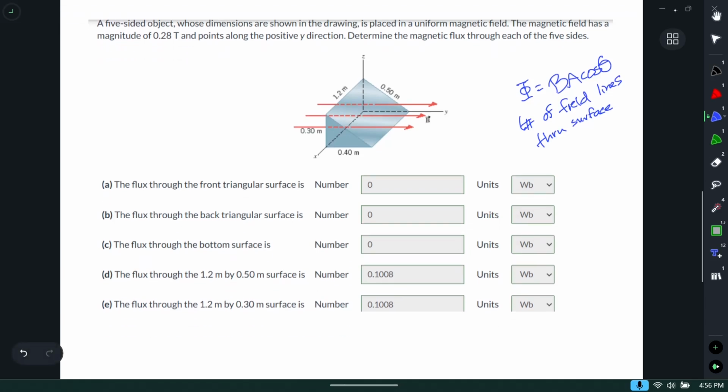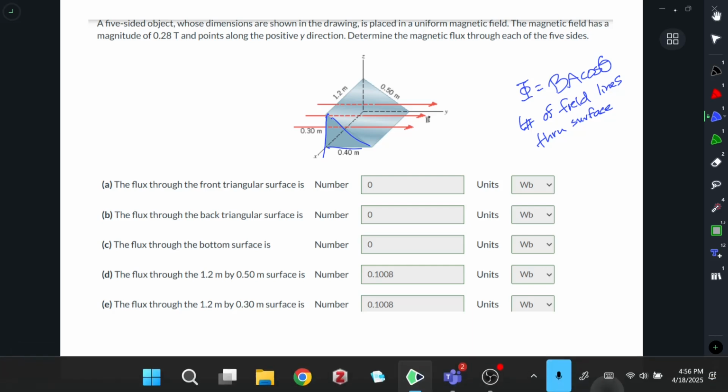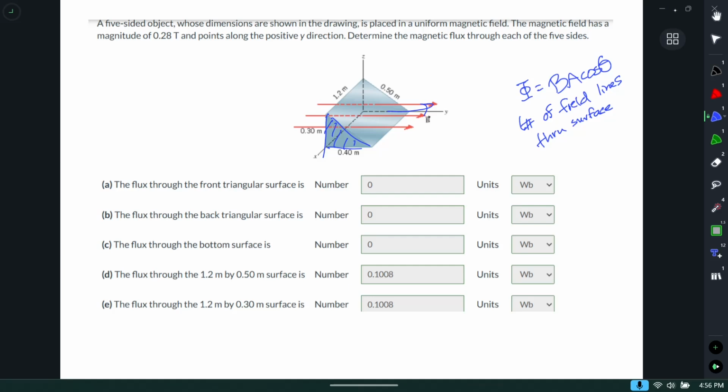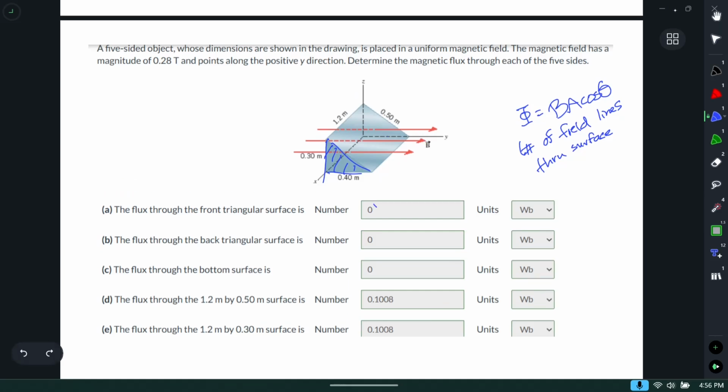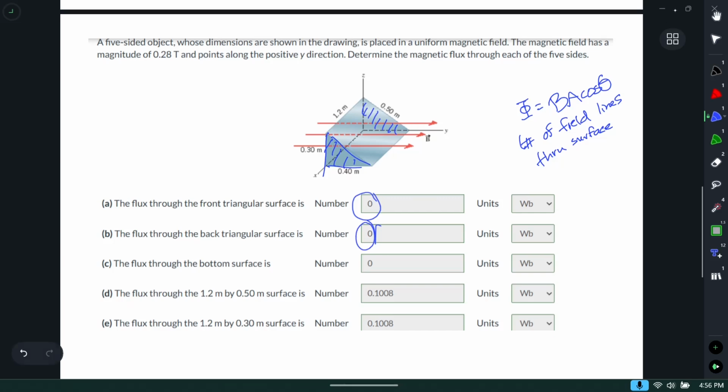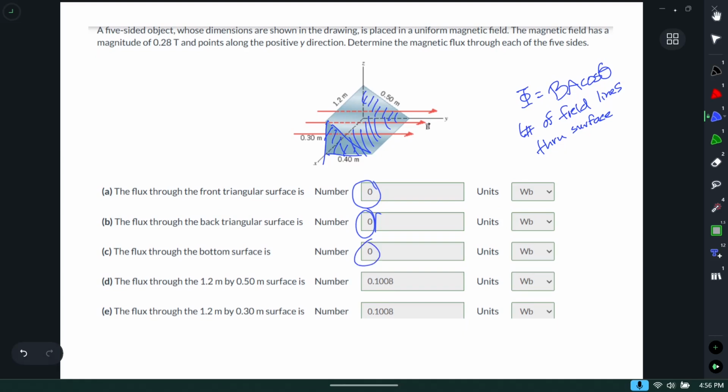For the flux through the front, clearly there's no field lines passing through that face because they're all going off to the right. So of course the answer is 0. For the back face, clearly there's no field lines passing through. So the answer is 0. For the flux through the bottom surface, no field lines pass through that either. So the answer is 0. When I get to D and E, now there are field lines passing through.